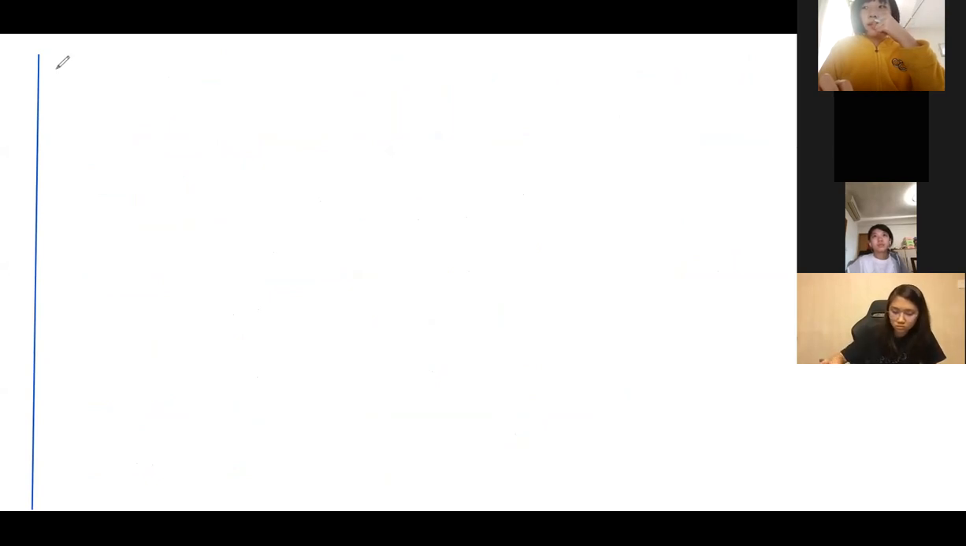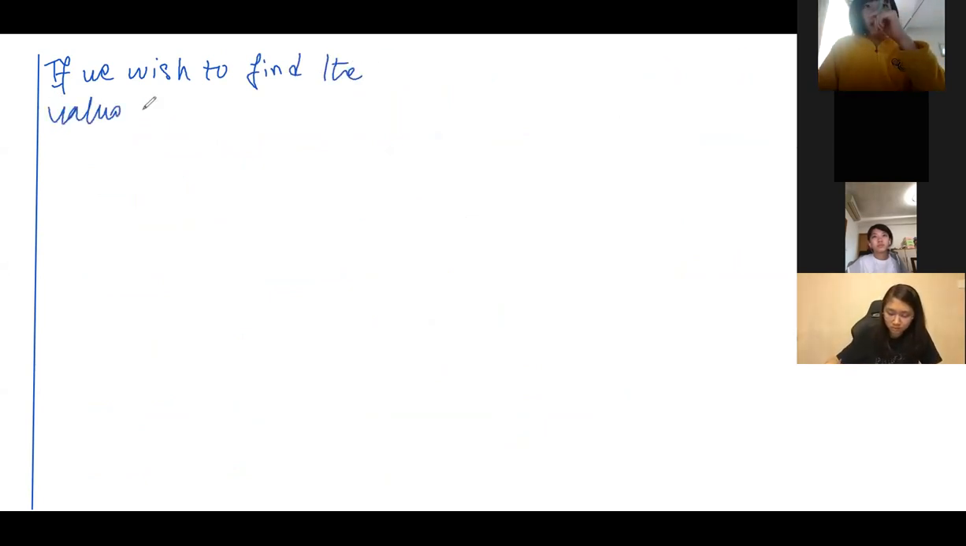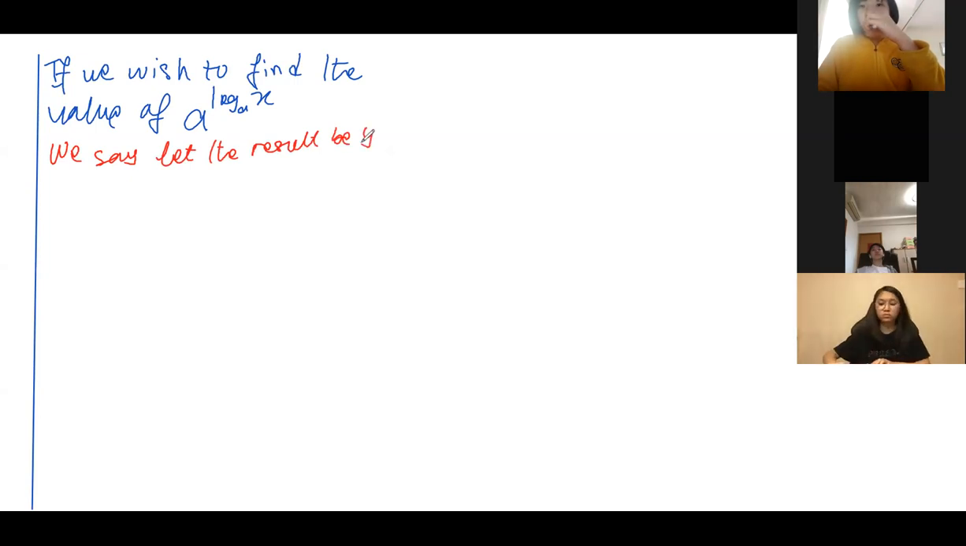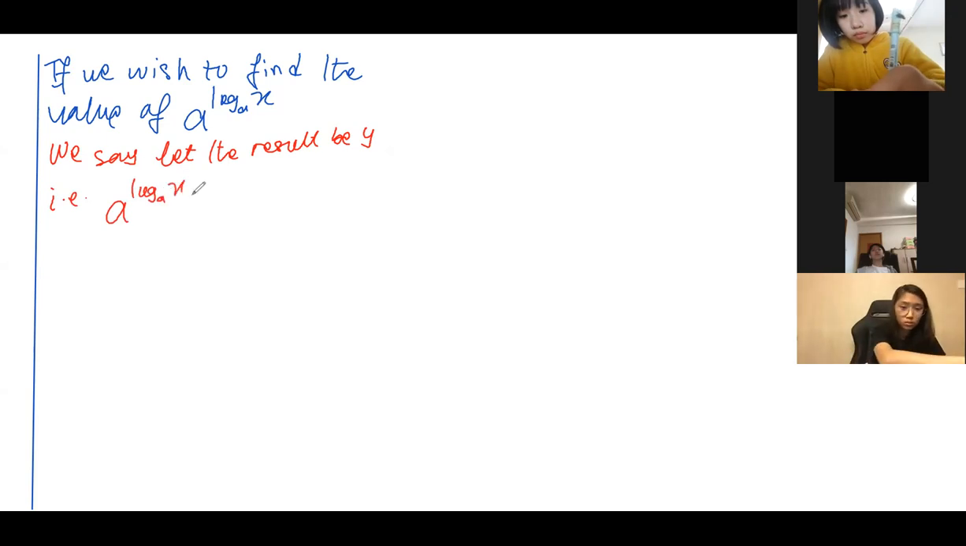Now, if we wish to find the value of log to base a of x, we don't know what it is. Please, everybody, pay attention. So we start by saying, let the result be y. What does this mean? That is, log base a of x, the value will become y eventually. Okay? Now, let's come to this law.